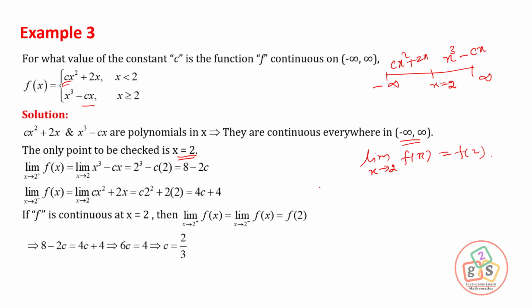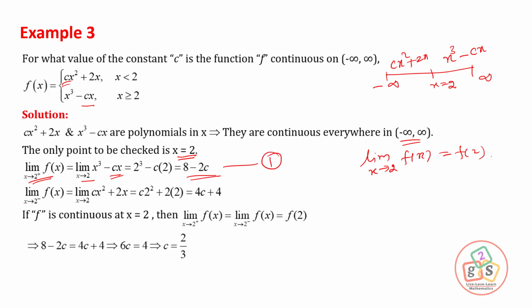Left hand limit exists as well as right hand limit exists, and both are equal. So first we have to find out the right hand limit. Limit x tends to 2 plus f of x. About 2 plus, the function is nothing but x cube minus cx. So limit x tends to 2, x cube minus cx. We put x is equal to 2. So 2 cube minus c into 2. So we get 8 minus 2c. We take this as equation number 1.